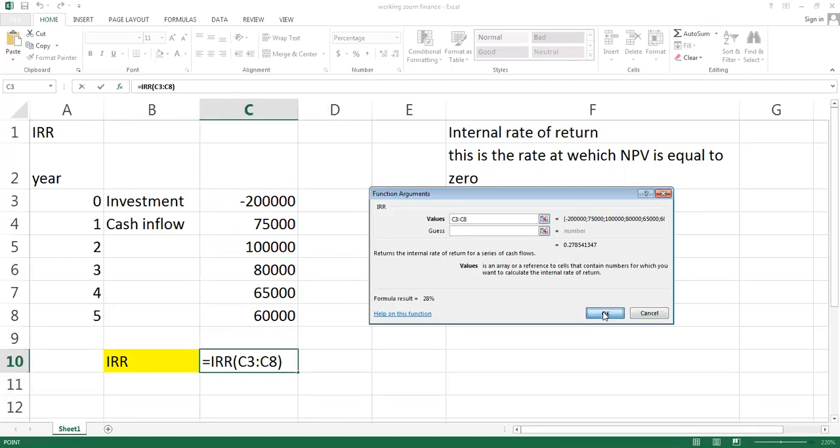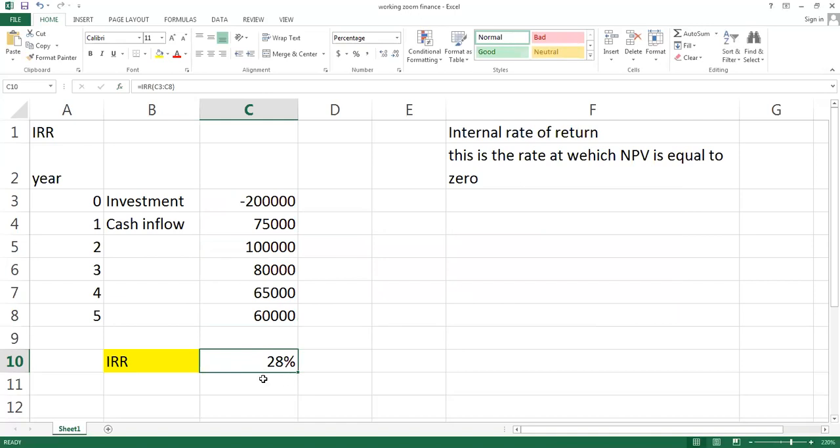Once you do that, the resulting answer is coming 28%. If you have to make it more precise, then you can increase the percentage from here. If you reduce it, then it will again become 28%. And if you are taking its fractions, it will give you the accurate figure of 27.85 percentage. So student, this is the IRR of our project, that is 27.85 percentage.